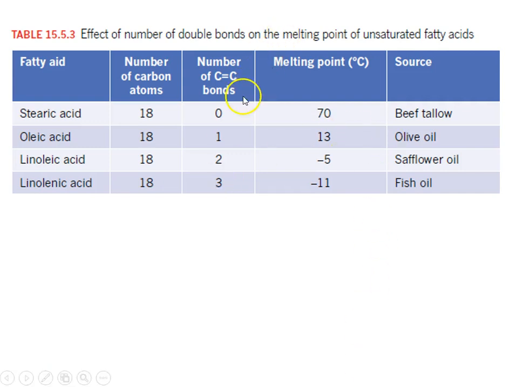So if we have a look here, the more double bonds you've got, the less dispersion forces you have, so the lower the temperature before it goes from a solid to a liquid. So basically all of these would be liquids at room temperature, and it's not until you get here that it's a solid at room temperature.